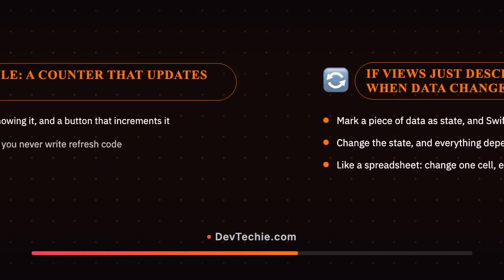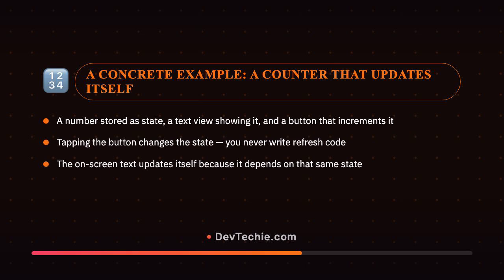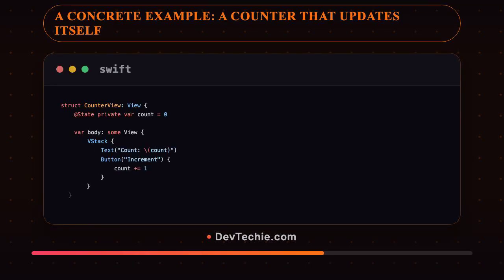SwiftUI treats your interface the exact same way, with your data as the source cells and your views as the formulas depending on them. Let's make this concrete with the classic example nearly every SwiftUI tutorial starts with: a simple counter. You have a number stored as state, a piece of text showing that number, and a button that increases it by 1. Here's the part that trips up developers coming from an imperative background. You never write any code telling the text to update. You just tell the button what to do to the state when it's tapped: increase the number by 1, and because the text on screen is already described as depending on that same number, SwiftUI handles the rest entirely on its own. Tap the button 10 times and the text updates 10 times without a single line of manual refresh code anywhere in the project.